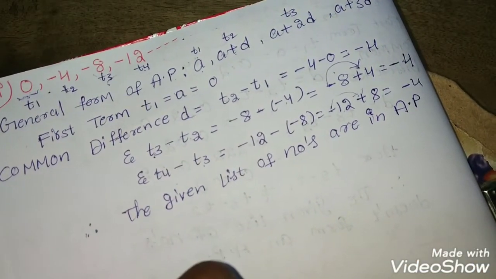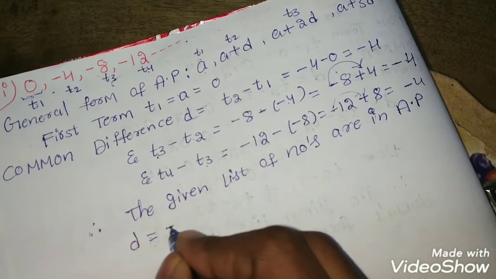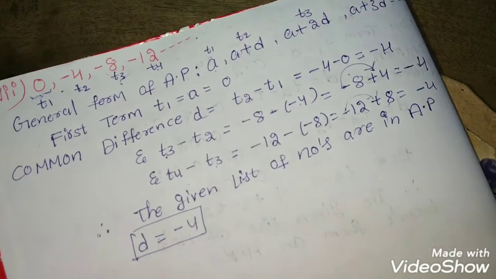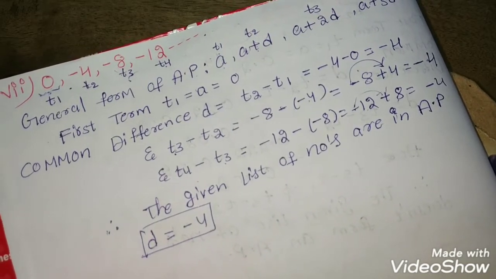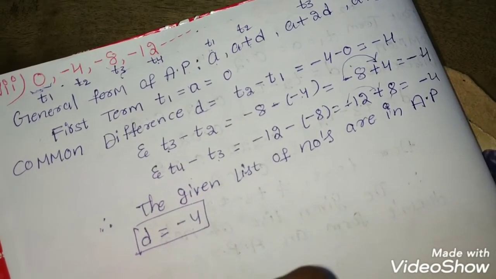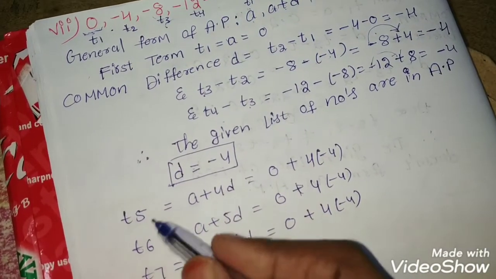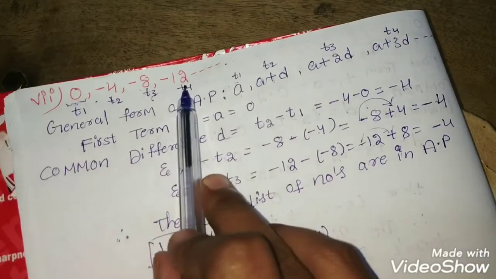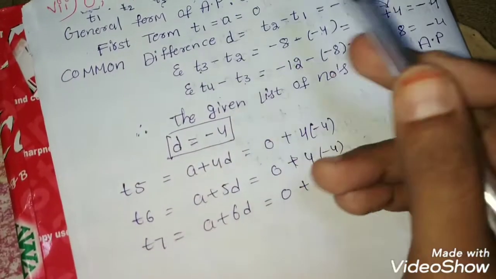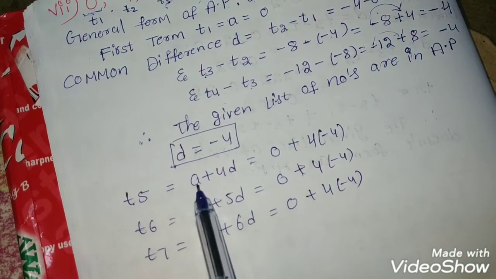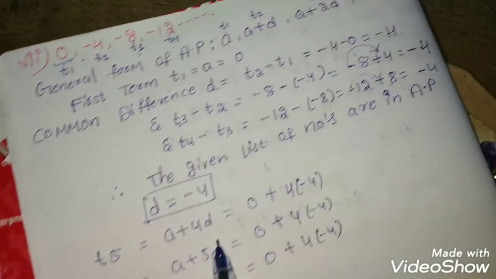Okay. Next what we have to check? We have to check what is the common difference. D is equal to minus 4. Okay, we found, and we need to find the next 3 terms. Up to T4 is given here, so the next 3 terms are T5, T6, T7. So what is T5? A plus, the preceding number of 5 is 4, so 4D.